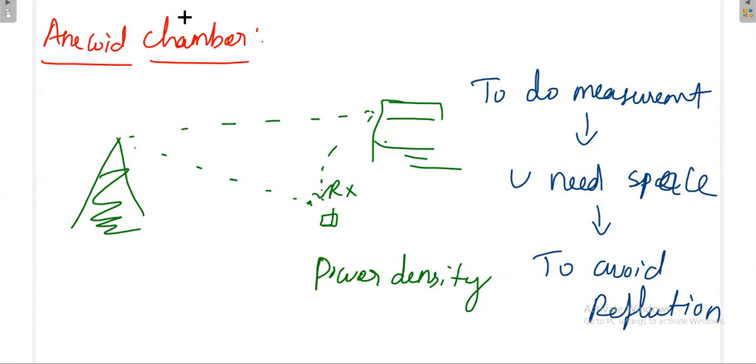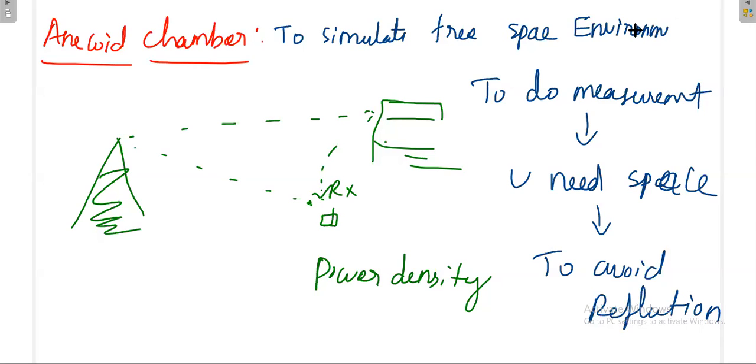Then what is the main aim of the anechoic chamber? This is like a chamber, like a room. It will simulate the free space environment inside the building. To simulate the free space environment inside the building, that is the idea of the anechoic chamber.